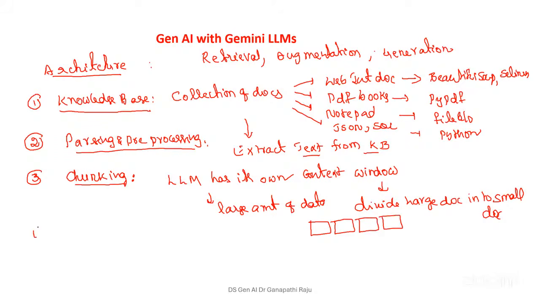How chunking will be done, I will discuss in detail in a few minutes. The fourth step is called embedding. What is the meaning of embedding? Machine learning algorithms, deep learning algorithms, or any LLM cannot understand text.